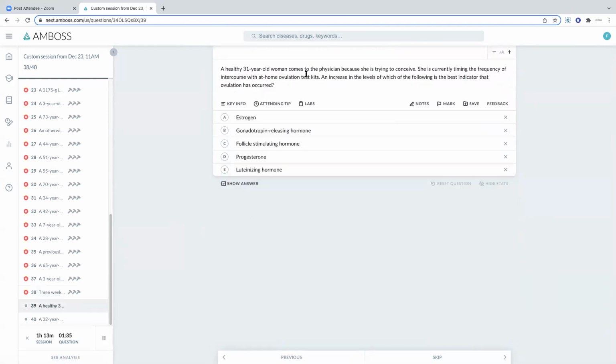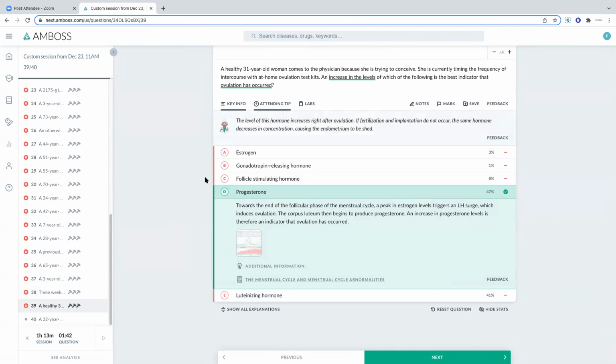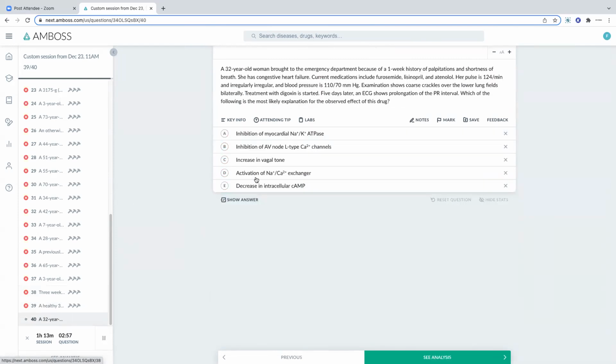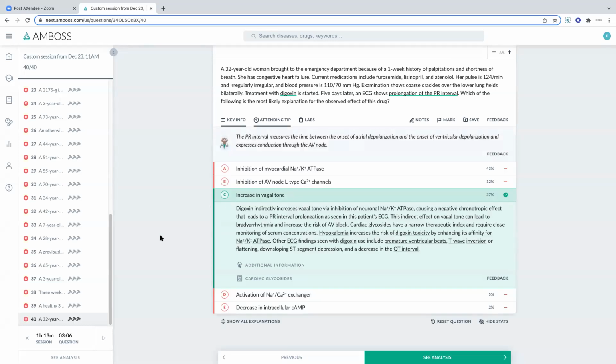Okay, which one did you guys choose over here? Very good, progesterone. Last question, which one did you guys choose? Very good, increase in vagal tone. Inhibition of myocardial sodium potassium ATPase? Not really. The answer for this one is increase in vagal tone.